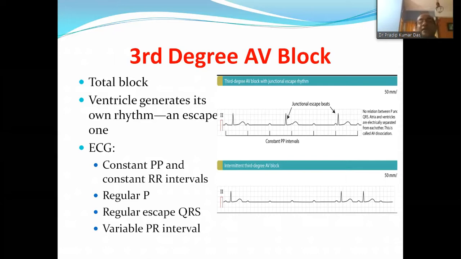The ventricle is contracting with its own survival rhythm, that is escape rhythm. So a regular escape QRS will appear. So there will be a variable PR interval. PR interval will be variable, but PP interval is constant and RR interval is constant. So it is quite easier than the type 2 one, in my opinion and my experience.